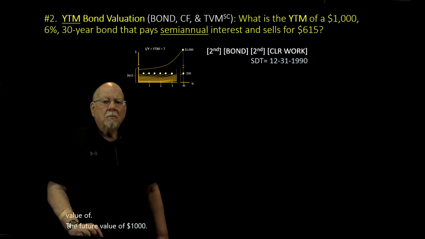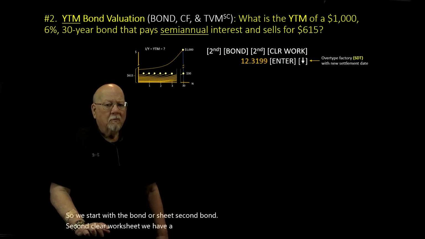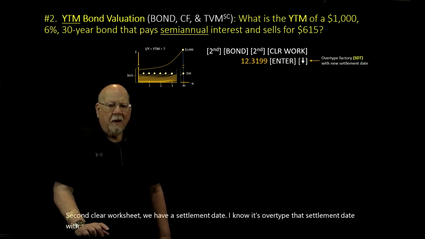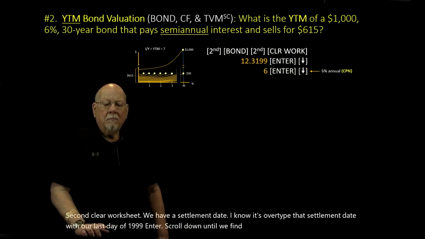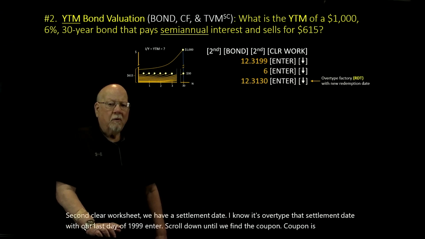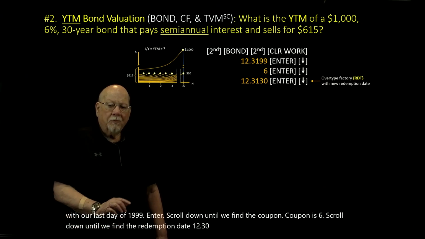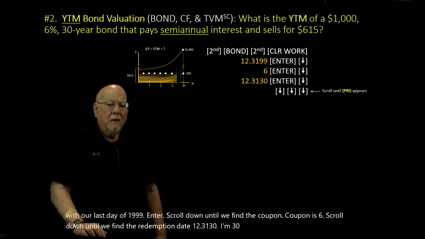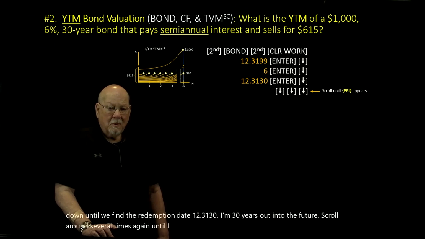So we start with the bond worksheet, second bond, second clear worksheet. We have a settlement date. Let's overtype that settlement date with our last day of 1999. Enter. Scroll down until we find the coupon. Coupon is 6. Scroll down until we find the redemption date, 12.3130, 30 years out into the future. Scroll around several times again until I find the price.